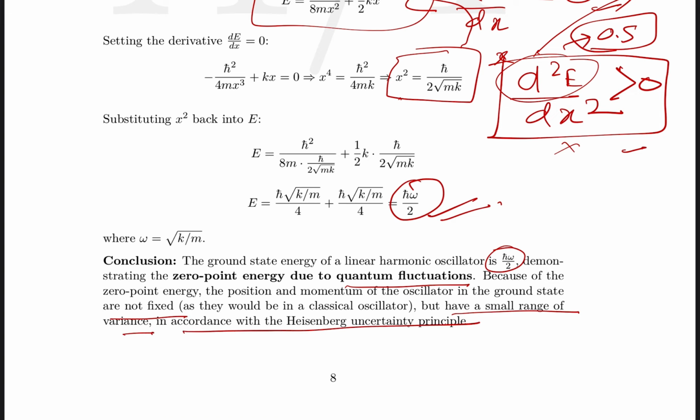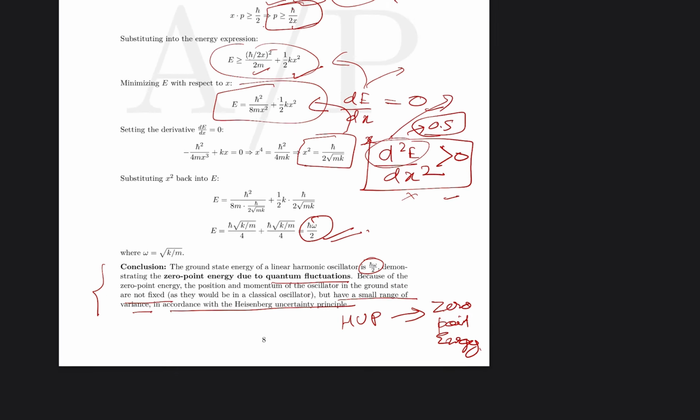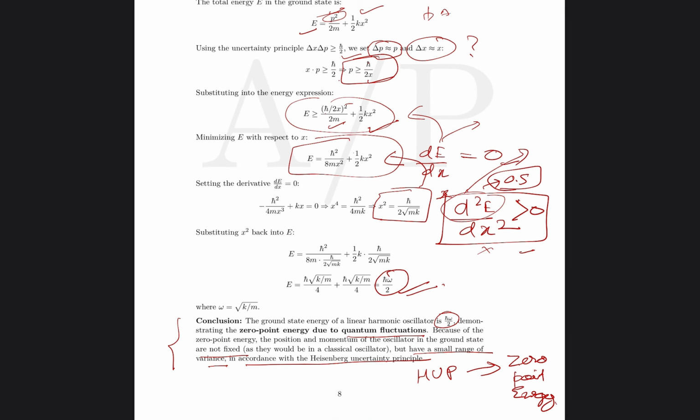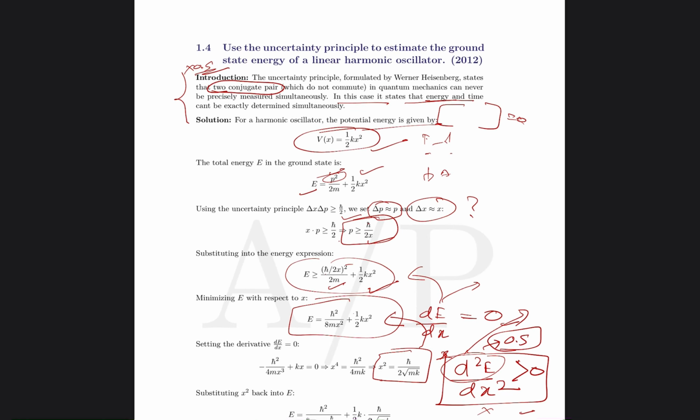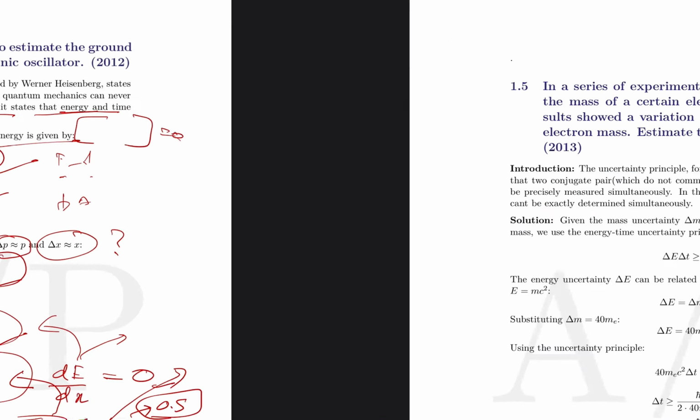Okay, so simply, the conclusion is trying to say that because of the Heisenberg uncertainty principle, we arrive at the concept of zero point energy, which is not the case in classical mechanics. We have no such concept as zero point energy in classical mechanics. Why? Because of the application of the uncertainty principle in the quantum world. So just write these two lines in your conclusion and this entire question is done and dusted. Okay, so let's move forward.